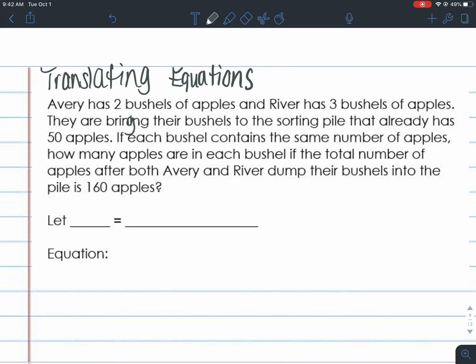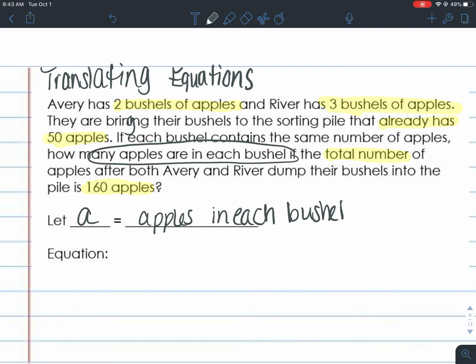Okay, so important information when we're doing this, right? We have 2 bushels that Avery has, and River has 3 bushels of apples. The pile already has 50 apples, and each bushel has the same number. The total number of apples after everything's been dumped is 160. So they're asking how many apples are in each bushel. So here's where your variable is. We don't know. We can say A for apples in each bushel.